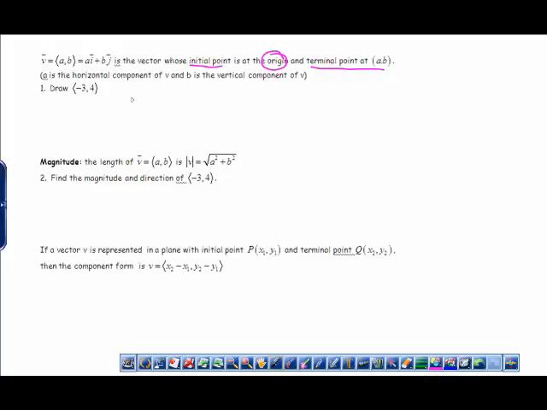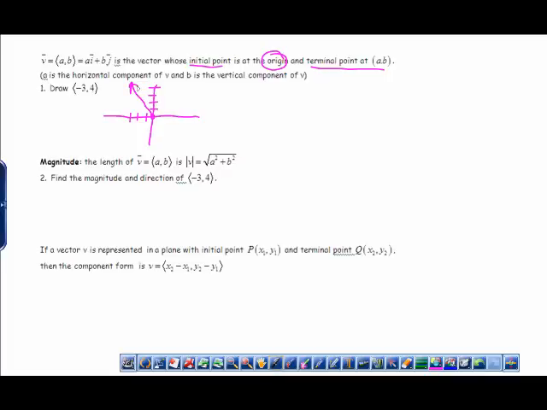And so it says to draw this vector. Really all we're going to do here is draw the point (0, 0), and we are going to draw the point (-3, 4). We're going to connect them, and there's your vector right there.